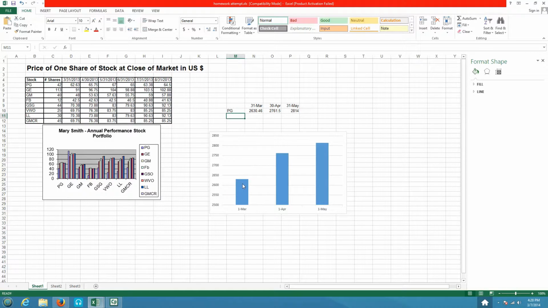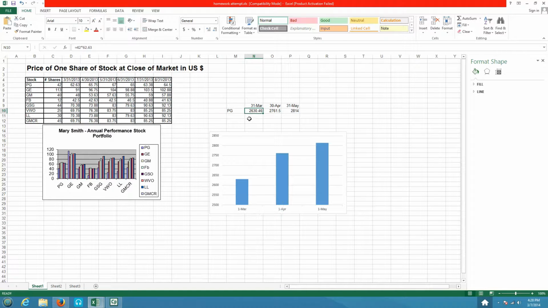This would be the bar for Procter & Gamble. When I did the math for GE, I'd end up with another bar for GE, and another bar for GM, and another bar for Facebook, etc. And these bars would represent the total value that this person owned of each company. Okay, so that would be one bar graph, and that would be informative and helpful.